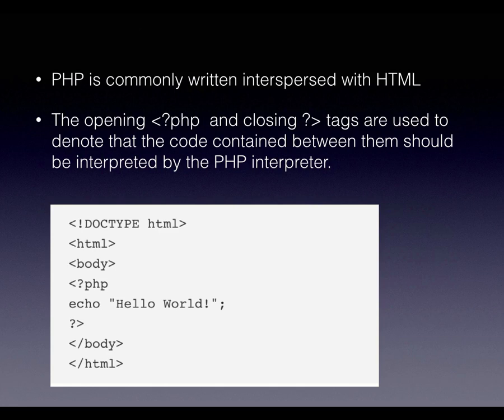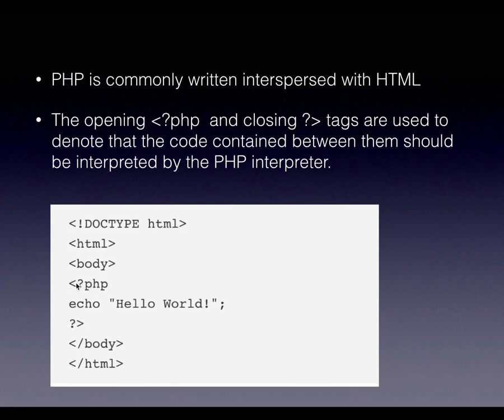So PHP is commonly written interspersed with HTML. Like this example here, and the way that we tell the PHP interpreter which parts of our code should be interpreted as PHP is we use opening and closing tags. Just like in HTML we use opening and closing tags to say this is a heading or this is a paragraph, or in JavaScript we surround things with script tags.